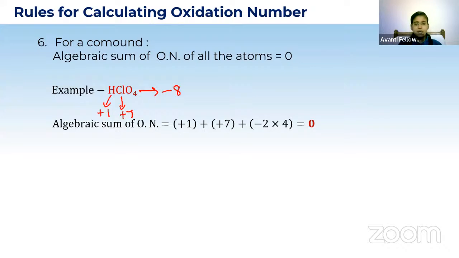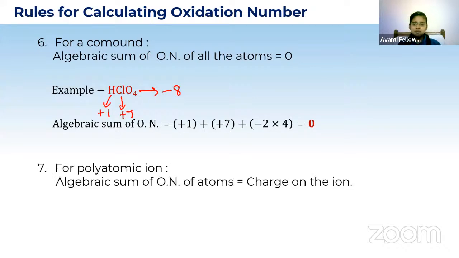If you take a polyatomic ion, polyatomic meaning an ion containing more than 2 atoms, it can be a cation or an anion. For those cases, the sum of the oxidation numbers of the atoms is equal to the charge on the ion. So for example, let me take one polyatomic anion for you. It is CO3 2 minus.